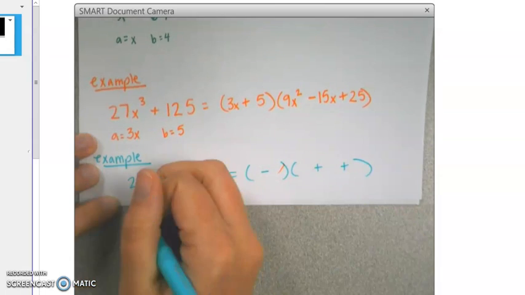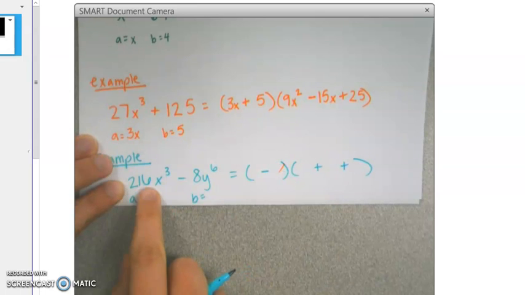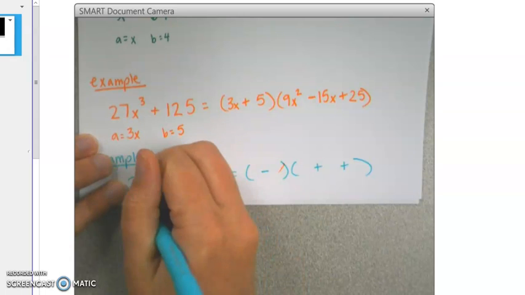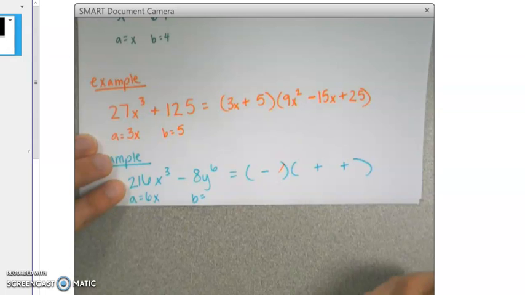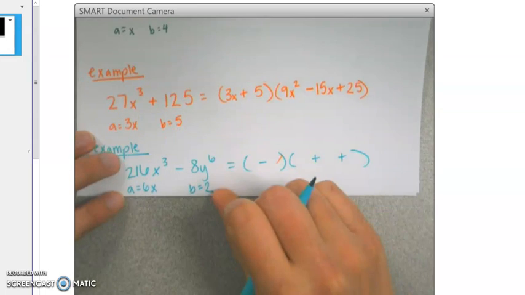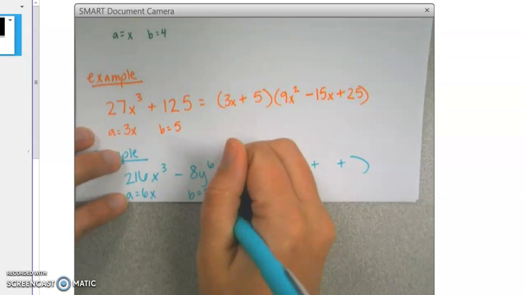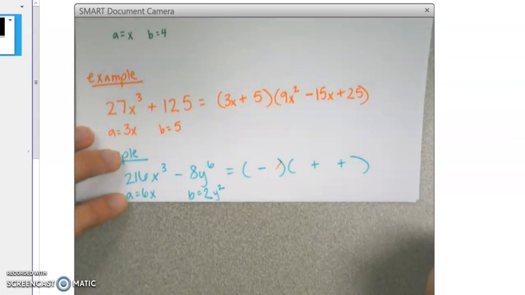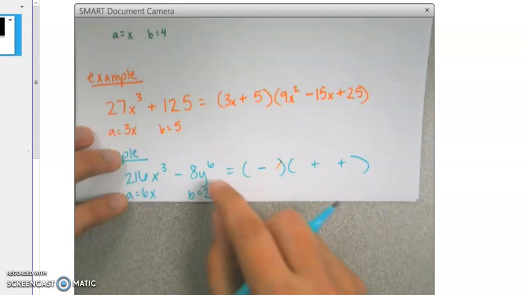And then we can identify a and b. So the cube root of 216, guys, if you don't know how to do this, put it in the calculator. Calculator will do cube root. Cube root of 216 is 6. Cube root of x cubed is x. Cube root of 8 is 2. And the cube root of y to the 6. So what times what makes y to the 6? That would be y squared. So if I have y squared times y squared times y squared, that makes 6 y's. That's y to the 6.